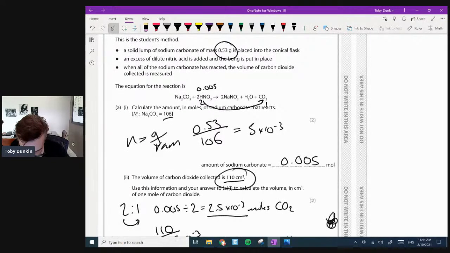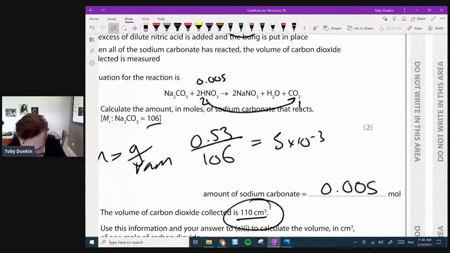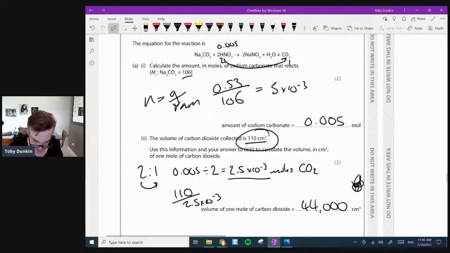Calculate the moles of sodium carbonate that reacted. The lump of sodium carbonate is placed in an excess of nitric acid. So, let's check my maths. 0.53 divided by 106 grams per mole gives me 5 times 10 to the minus 3. Divide that by 2 to get moles of carbon dioxide that I should get from that reaction. That equation is balanced correctly, divided by 2, 2.5 times 10 to the minus 3.